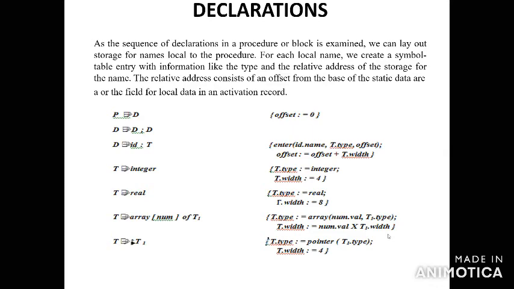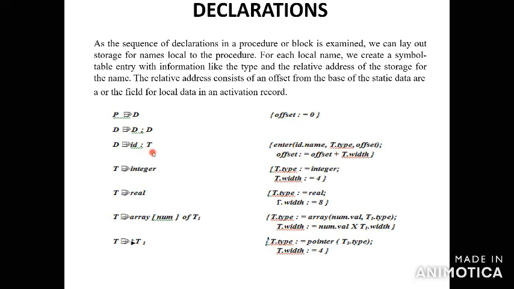You have to declare a semantic action for each and every production. So P tends to D means the offset will be set to 0. For each field, the type of the field with the relative address of the storage name, you have to store in the symbol table entry, with information like the type and address of the given data. Okay. So here enter of ID dot name.